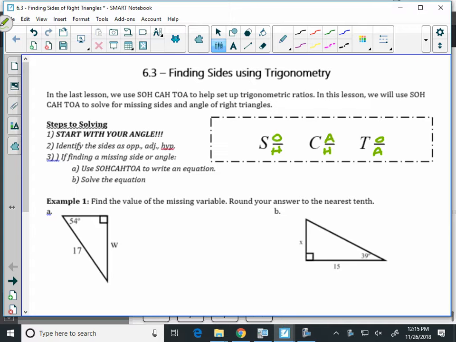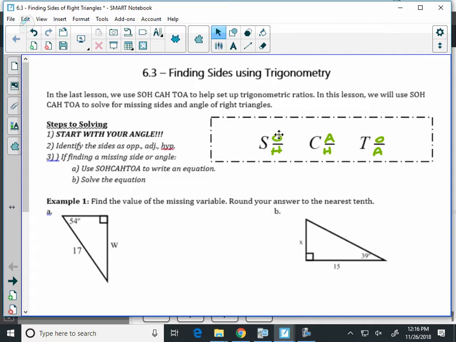Whenever you see sine, cosine, or you're asked to find the missing side of a right triangle, write that at the top of your paper. Okay. So essentially what we're going to do is use SOHCAHTOA to help us set up an equation to help us find the missing side of a right triangle.